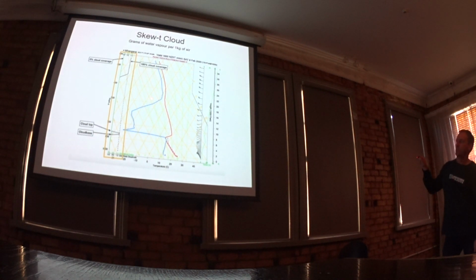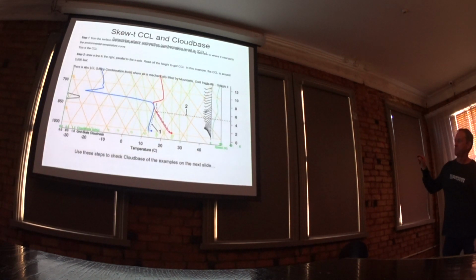But when we have a look at the overdevelopment diagram, you'll see that there's no cloud showing here. But there's probably going to be huge thunderstorm clouds. Sometimes it just doesn't show.